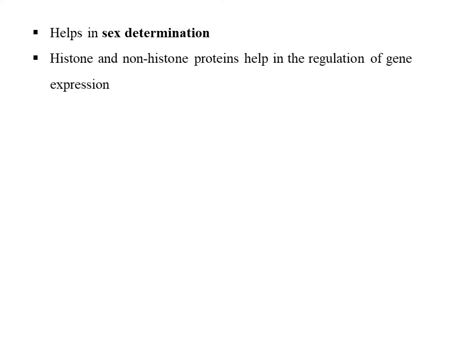It also helps in the determination of sex. For example, in humans, out of the 23 pairs of chromosomes, one pair is sex chromosomes. So the females have two X chromosomes and the males have one X chromosome and one Y chromosome. So the sex of the baby is determined mainly by the chromosome passed from the male.